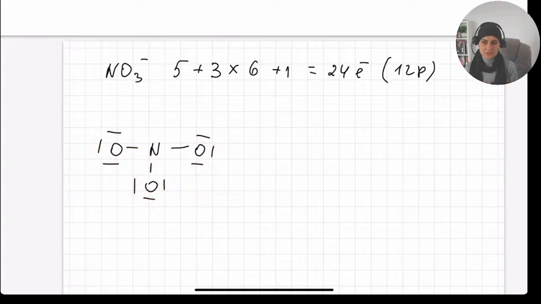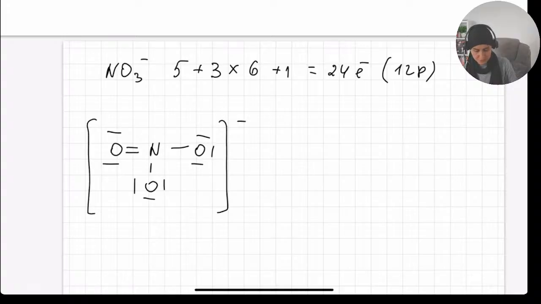But is nitrogen happy? It is not, because it has 1, 2, 3 bonds and it wants to have 4, which means that it's missing one bond, which means that I can remove one lone pair from any oxygen and make it a double bond. For example, I can remove this one, make it a double bond. That's the Lewis structure, and you miss a mark here if you don't put the minus. So then I put the square brackets and put the minus.